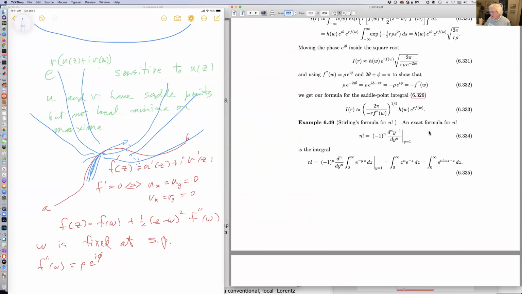So let's derive Stirling's formula. First of all, we know that there's an exact expression for it, namely minus 1 to the n, the nth derivative of y inverse evaluated at y equal to 1. That's not the most obvious expression, but if you start differentiating, you can see that that actually works.